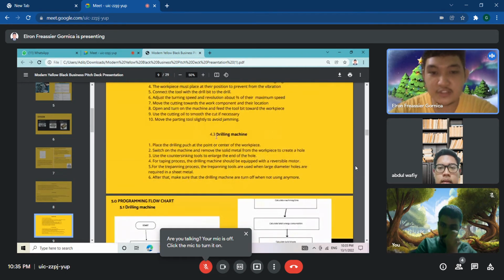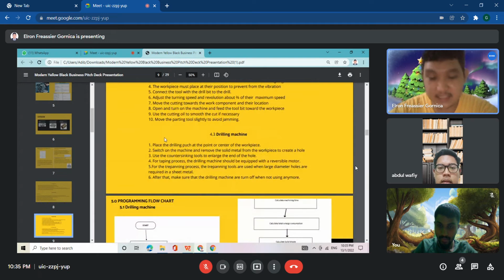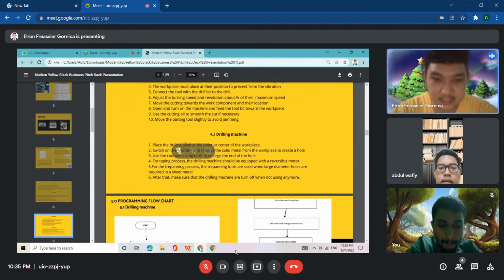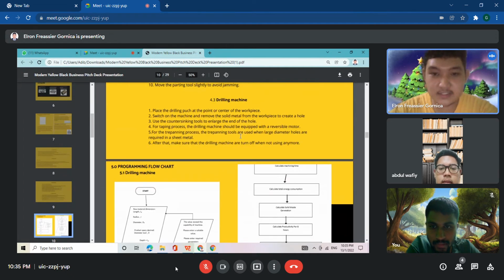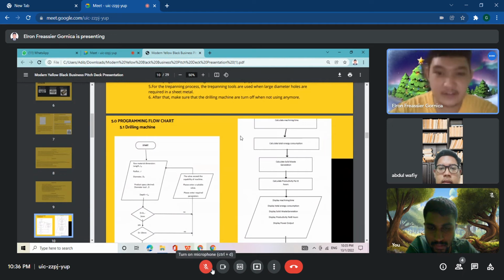And also for the drilling machine, we have 6 steps. In these 6 steps, the important thing that we need to do for the tapping process is that the drilling machine should be equipped with a reversible motor. So next will be my friend Gopinathan.